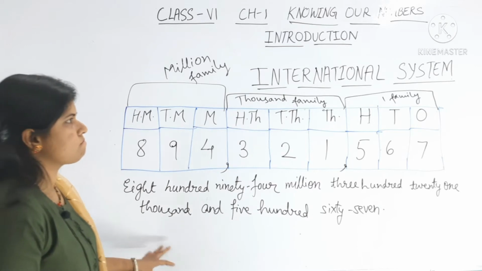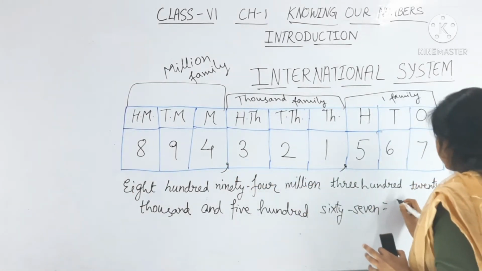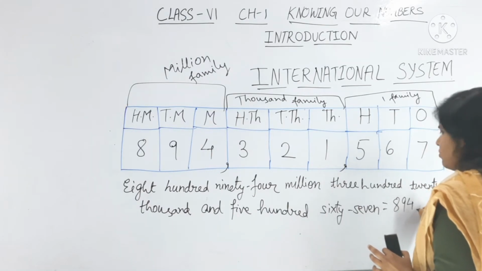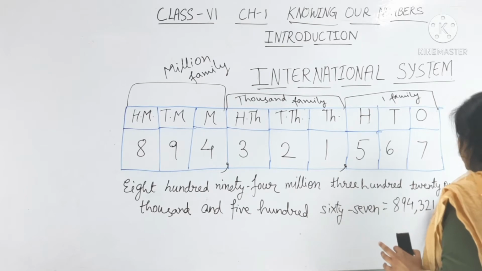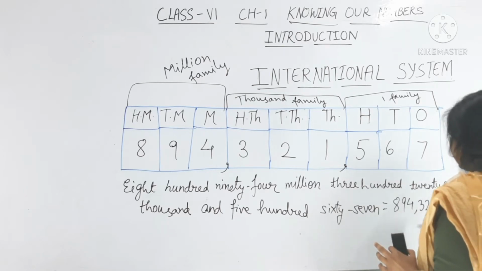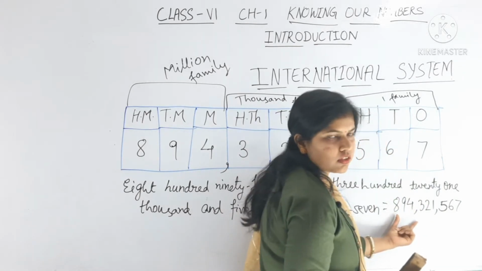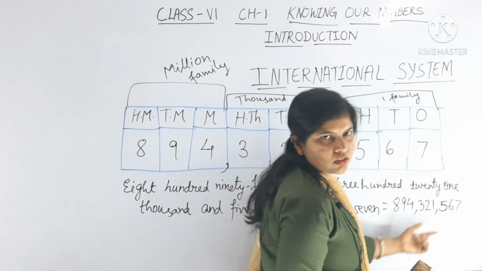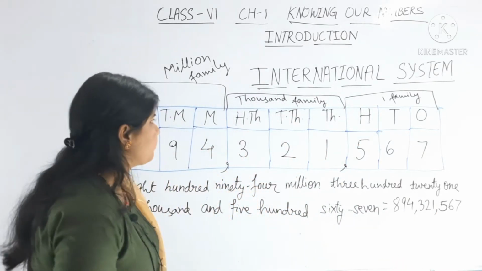This one you can write like this: 894,321,567. You can see here that in the international system we have families of 3. After every 3 digits you put a comma, so you can easily understand the international system and the Indian system.